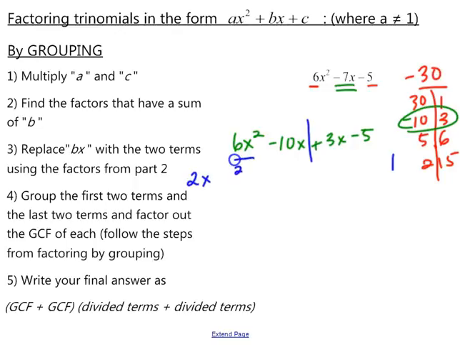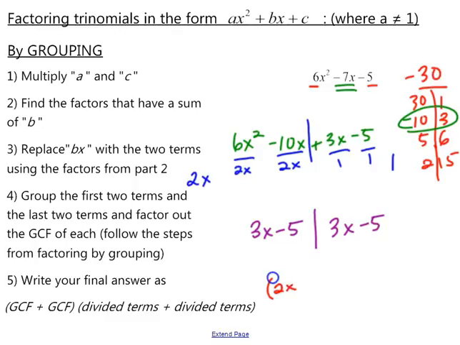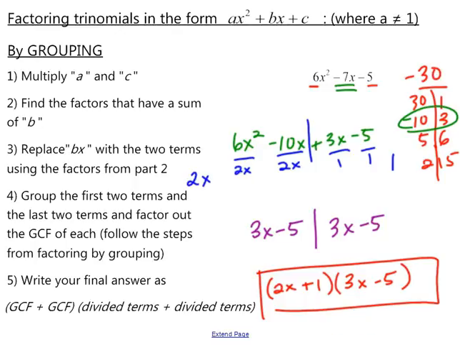So then we want to go through and divide by the GCF on each side. And then we're going to be left with 3x minus 5 on the left side, 3x minus 5 on the right side. So even though our GCF was 1, we still ended up with the same answer on both sides. So then we can write our final answer. So we have 2x plus 1 are GCFs in one set of parentheses, and then our common factors, 3x minus 5 in the other set. And here's your factored polynomial.